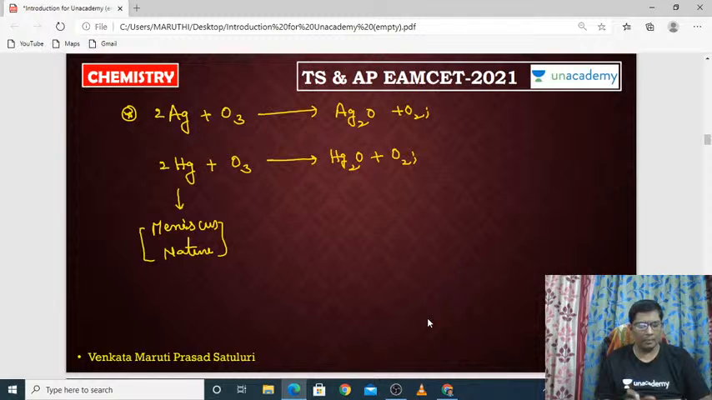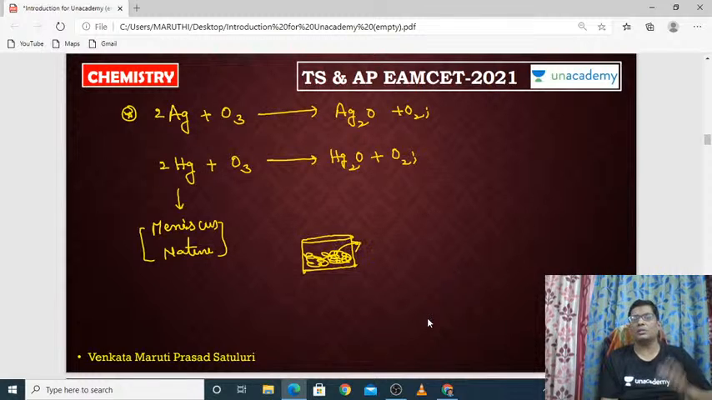Mercury is having meniscus nature, right? But what is the meaning of meniscus nature? If you take any vessel and put mercury in it, then what will happen? Mercury cannot stick onto the surface of the wall of the particular container. So we can say that that particular nature is called meniscus nature.